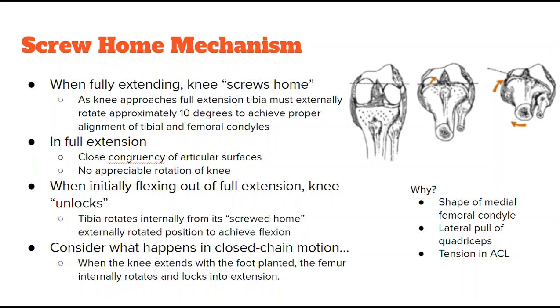When you start to flex from full extension, your tibia unlocks by internally rotating, and then you can go into flexion. When you're in a closed chain motion and you're extending your knee with your feet planted, the femur will internally rotate and lock into extension. So why does this happen? It's the shape of the medial femoral condyle. It's also due to the lateral pull of the quadricep muscle group and the tension in the ACL.